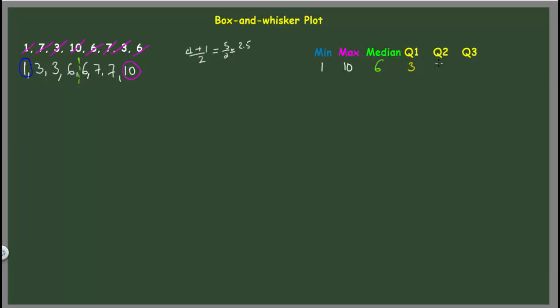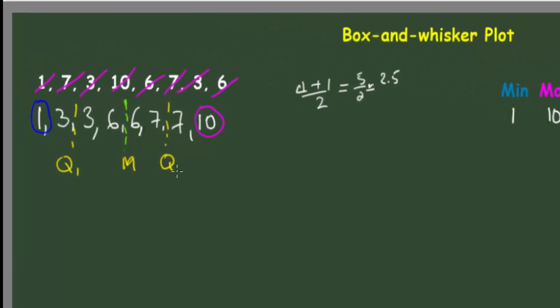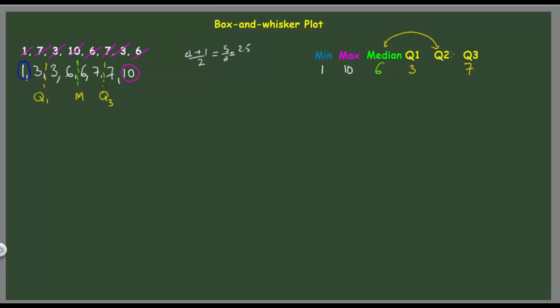And Q2, as we said, is the median, so we can just connect both. Let me mark Q1 right here. This is Q1, this is the median, and Q3 is going to be coming here. This is also the number halfway between 7 and 7. It is actually 7. Now we've got our 5 values. We can draw our box and whisker plot.